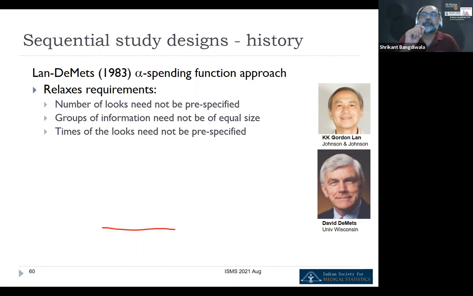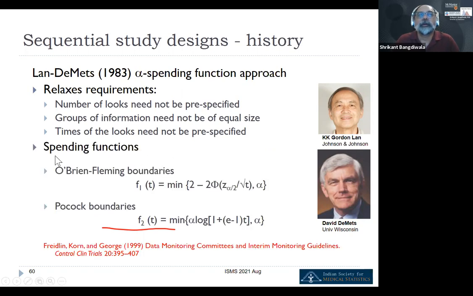The only thing we have to do is pre-specify for the next look how much of the alpha we're going to spend at the next look before we see that data, of course. So the timing and the number need not be pre-specified. The groups don't have to be of equal size. And so they came out with spending functions that reproduce the O'Brien-Fleming boundaries and the Pocock boundaries. And this is what we use today. We use this Lan-DeMets approach of alpha spending, but we tend to use it for the O'Brien-Fleming boundaries.